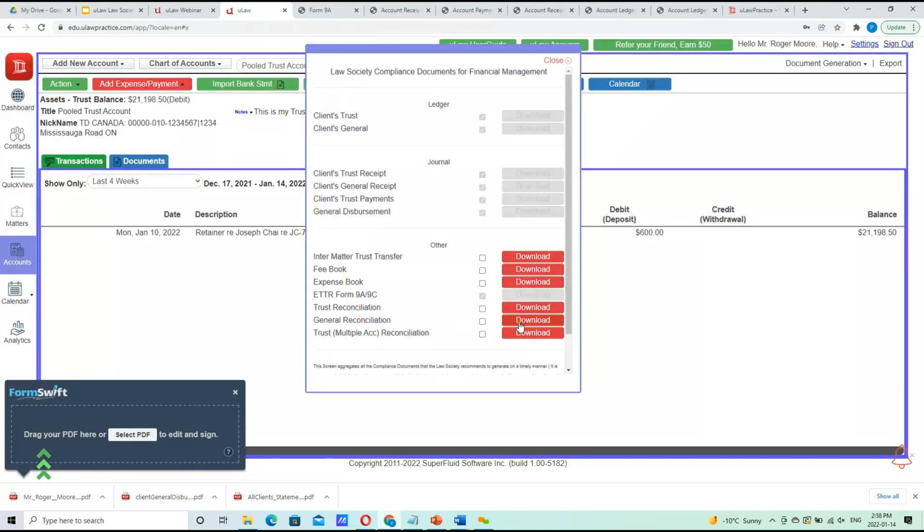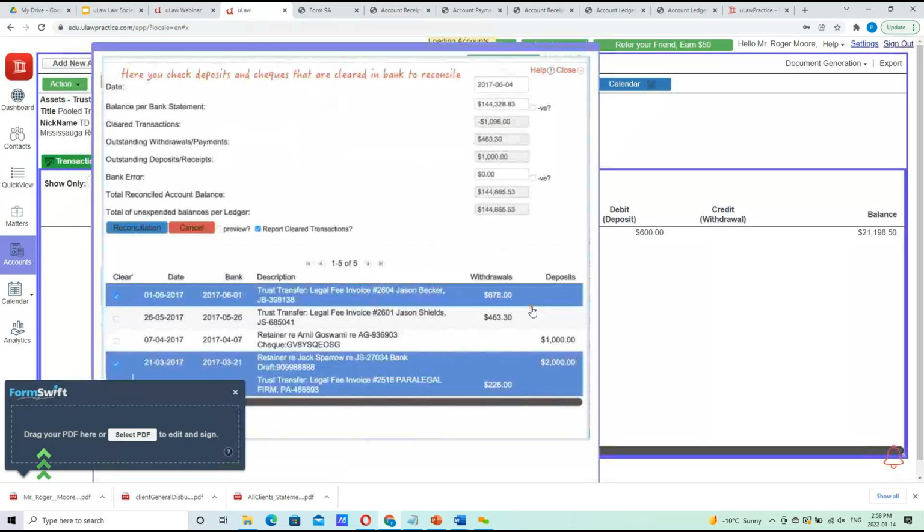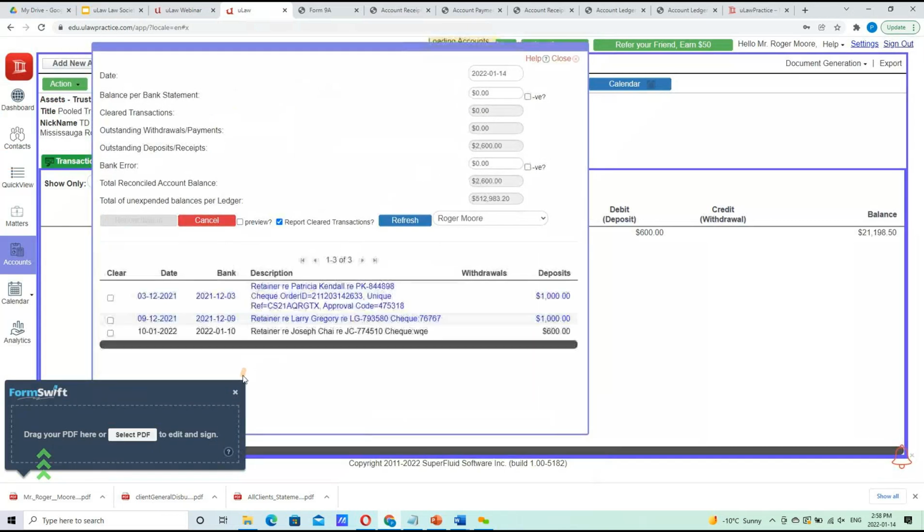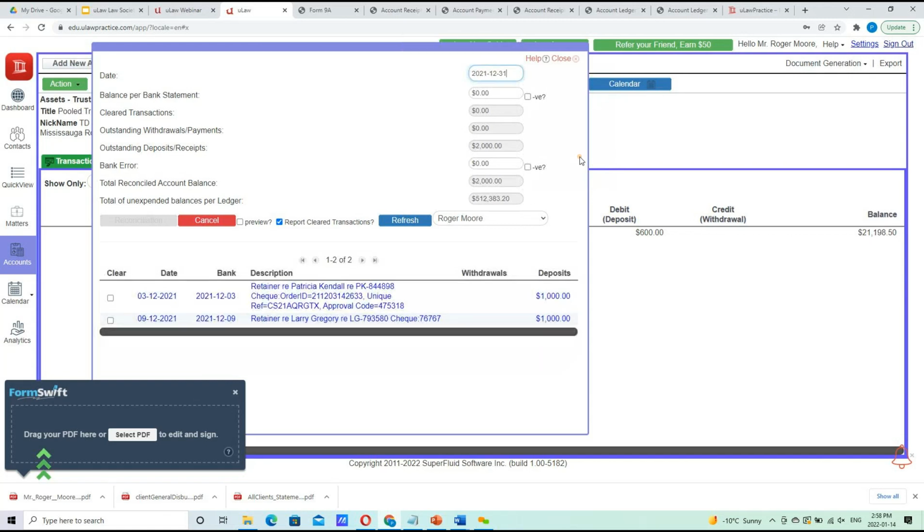Last but not the least, with another 2 minutes left, I'll do the trust reconciliation. And as I mentioned before, the trust reconciliation is looking at all the financial transactions recorded in your own bookkeeping system. So let's assume uLaw is your system. You've mentioned all these numbers, and you compare it with your financial bank. And if I were to look and see what I've done with December, I can change the date.